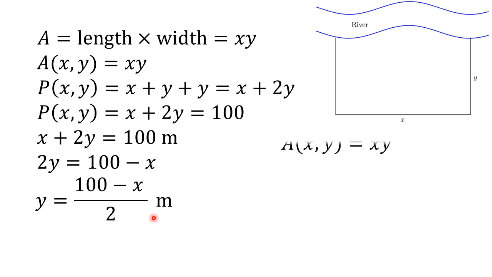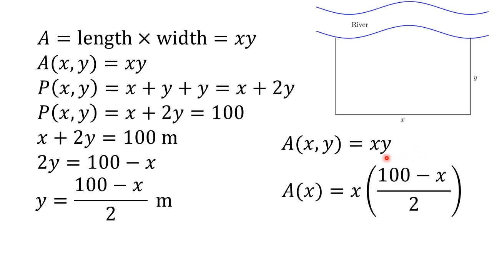And now, we can now substitute this value of y because parehas lang naman yung y na tinutukoy natin dito dun sa area function. So, pwede ko nang i-substitute yung value ng y na nakuha ko mula sa perimeter dito sa area function ko para maging function na lang siya ni x, ma-eliminate na yung variable na y. By substituting 100 minus x over 2.